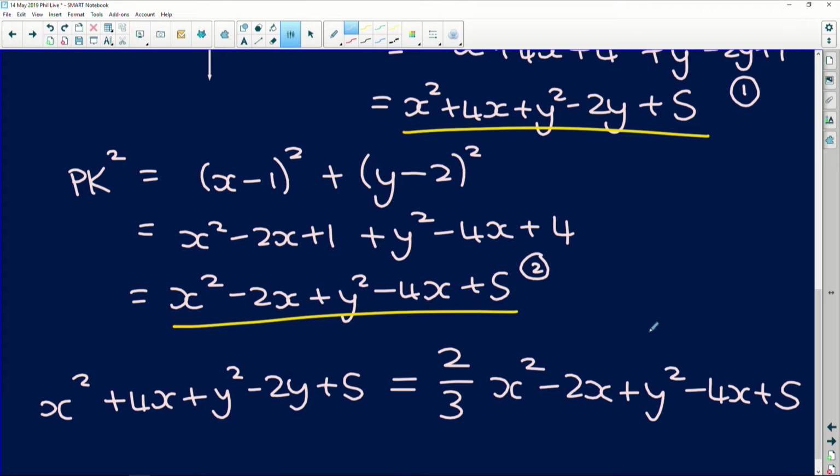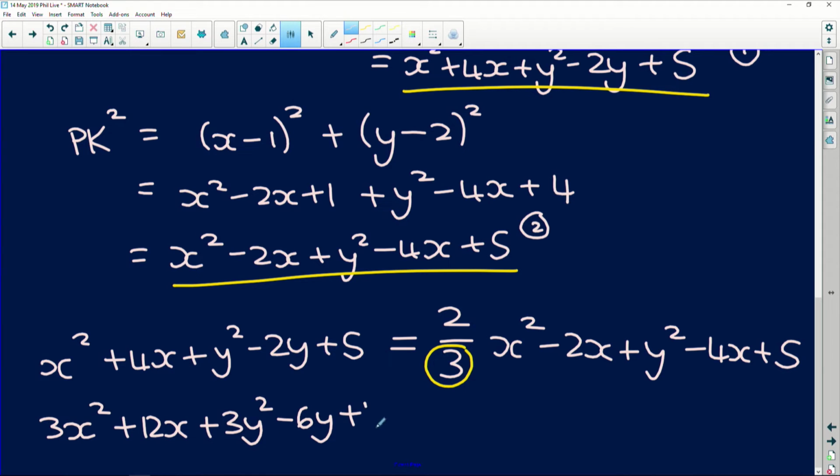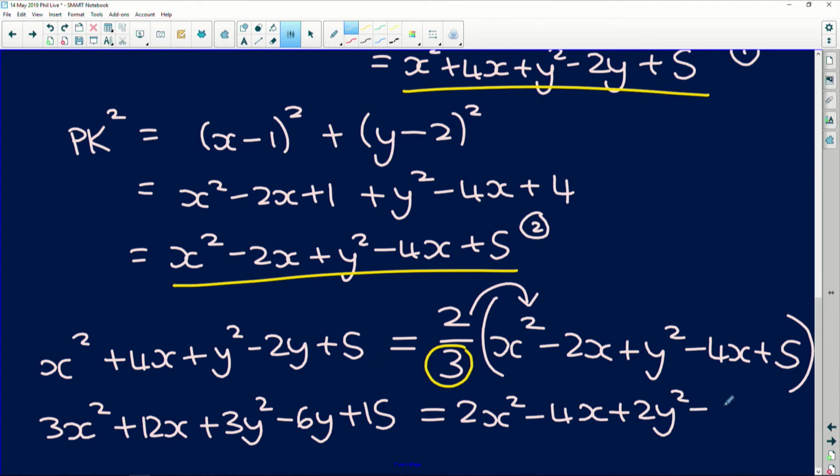Okay, so now we can try and simplify this equation. I'm going to multiply out by this 3 so I get rid of that denominator. So that gives us 3x squared on this side plus 12x plus 3y squared minus 6y plus 15 is equal to, remember that this is multiplied by the whole thing. So going to distribute 2 into the brackets. We get 2x squared minus 4x plus 2y squared minus 8x plus 10.